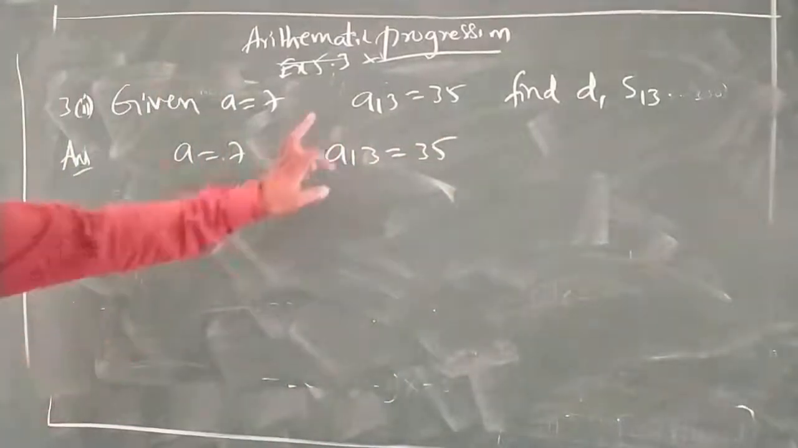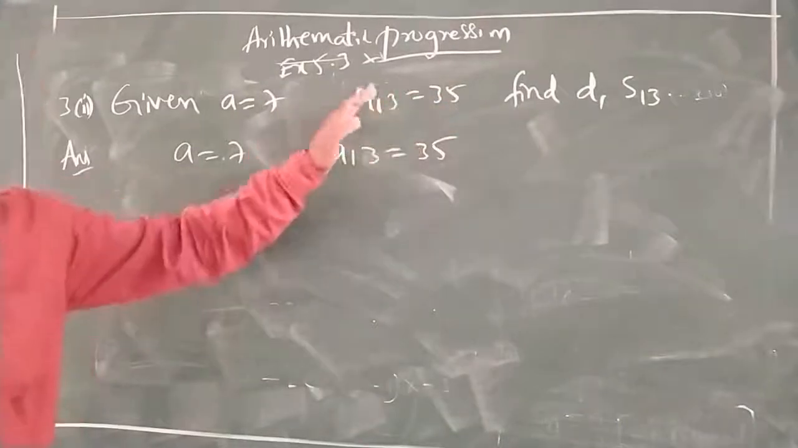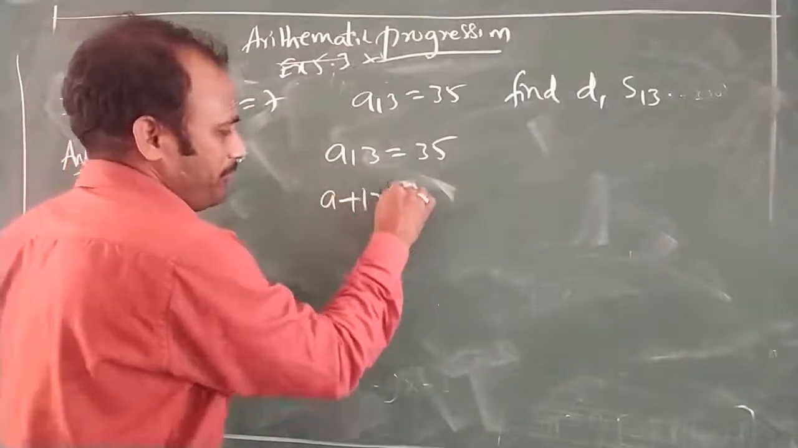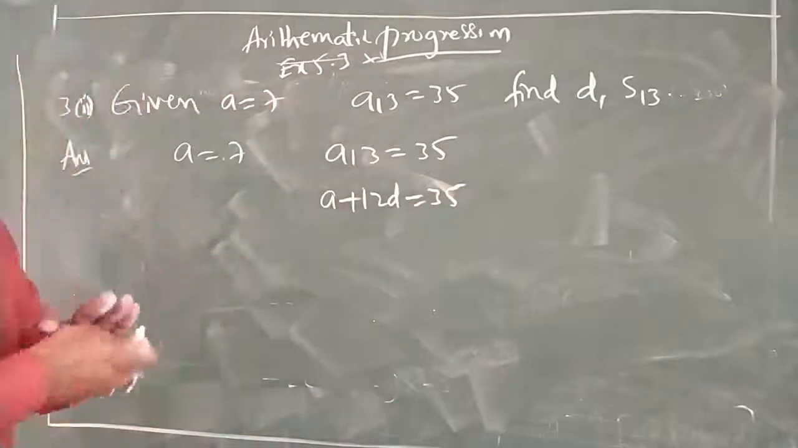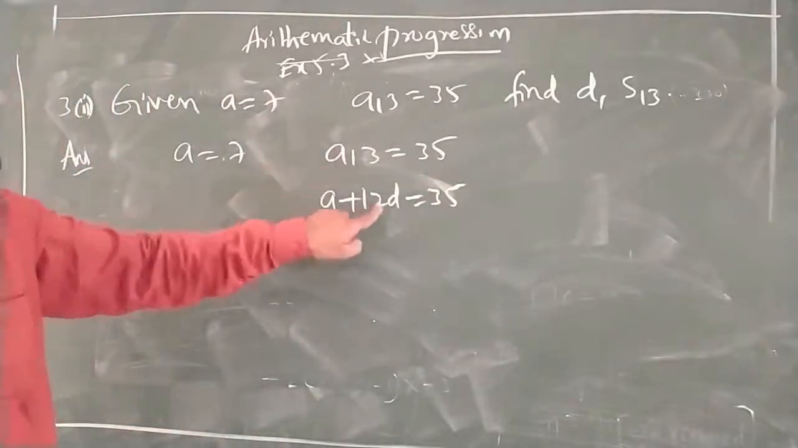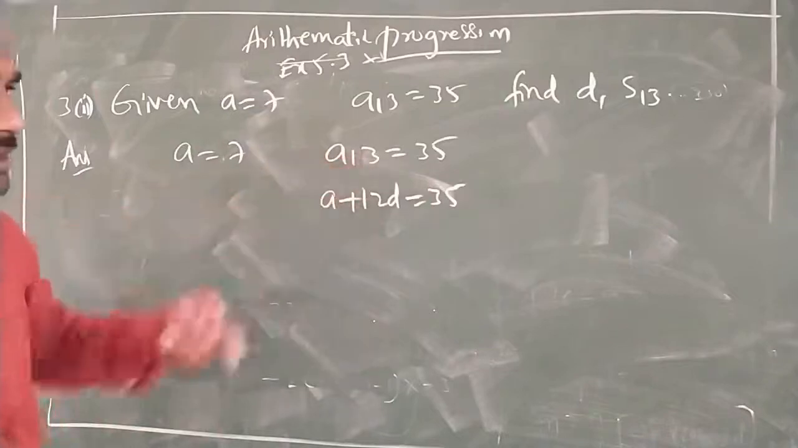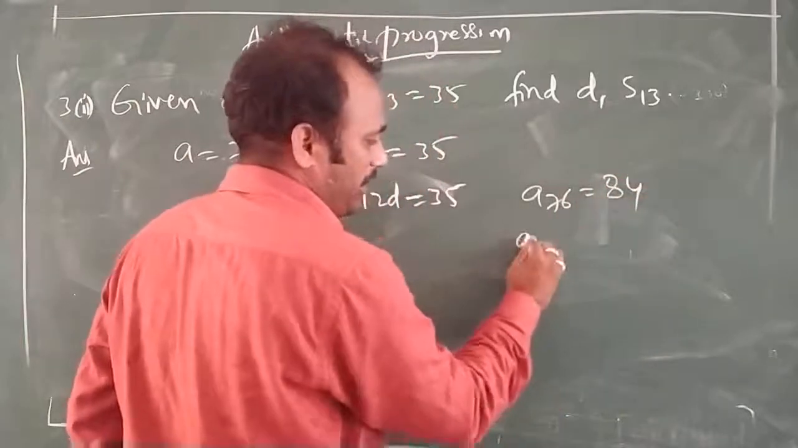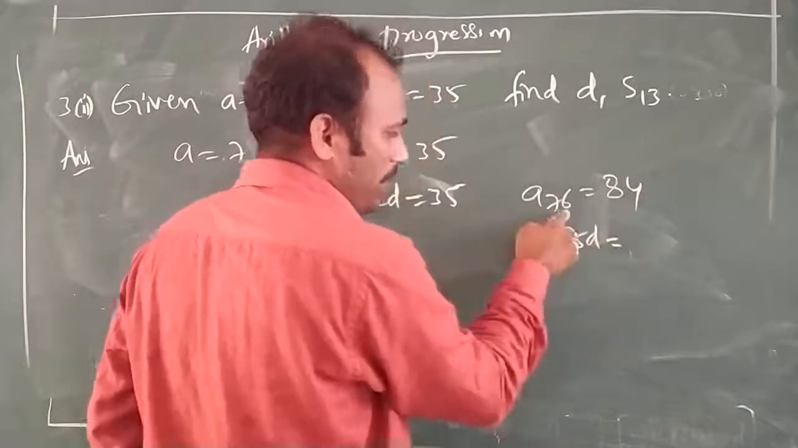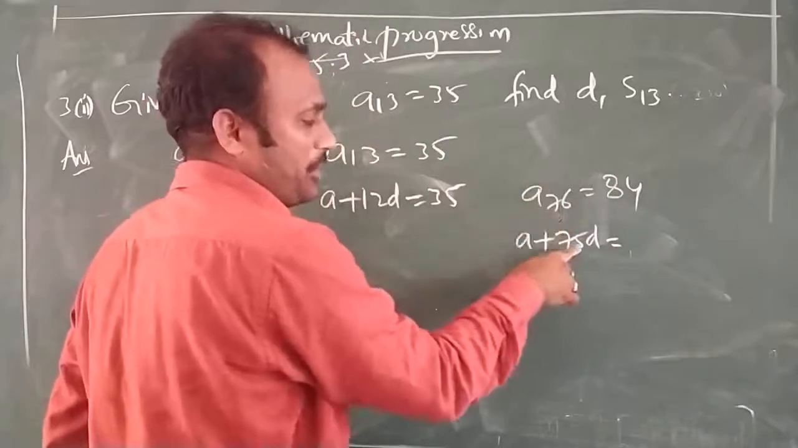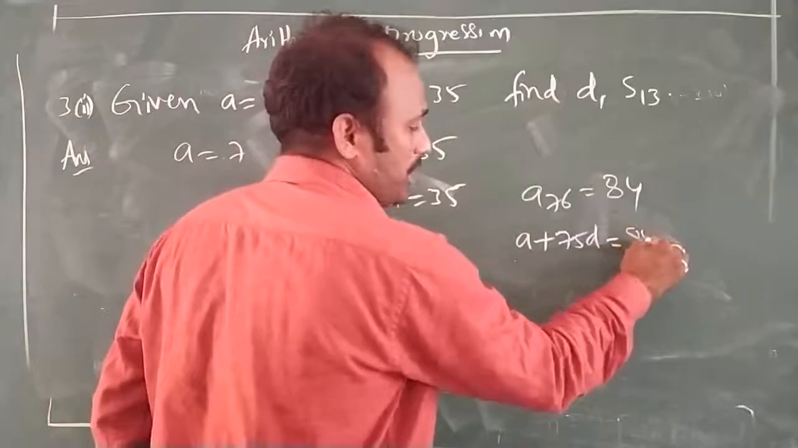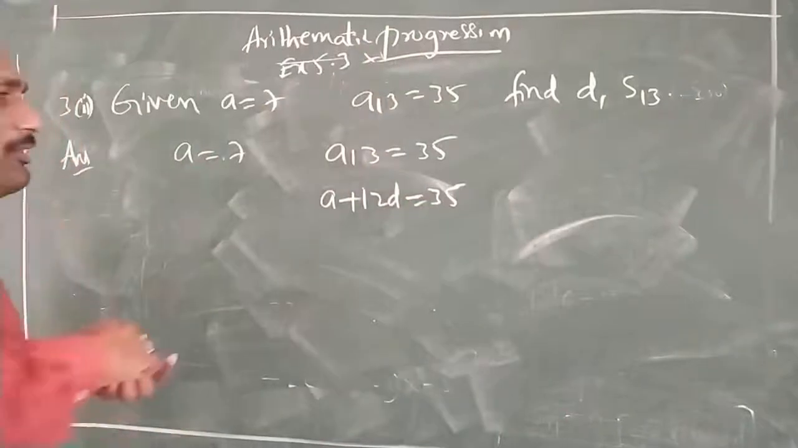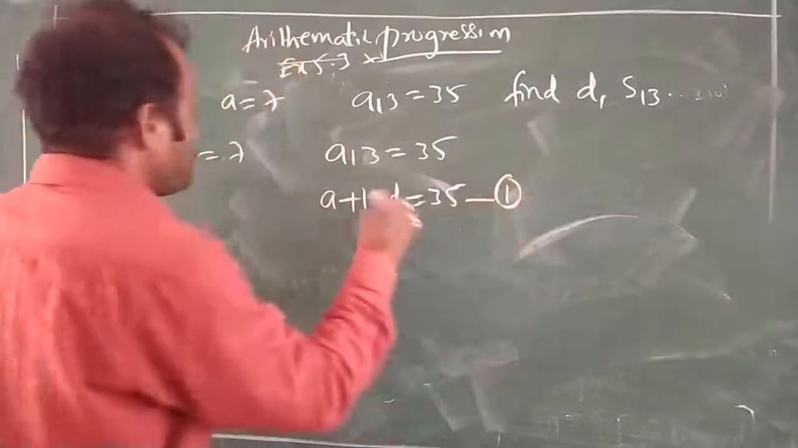So try to understand, whenever a13 is given like this, or a12 or a10, whatever the number it is given, how to do it? a plus 12d is equals to 35. a plus n minus 1 into d. So make sure that it is a plus 12d, 13 minus 1 is 12. For example, if I say a76 is 84, what do you write here? a plus 75d. Whatever the number that is given, you have to reduce one and you have to write. a plus 75d is equals to 84. So remember this. So this is the first equation.